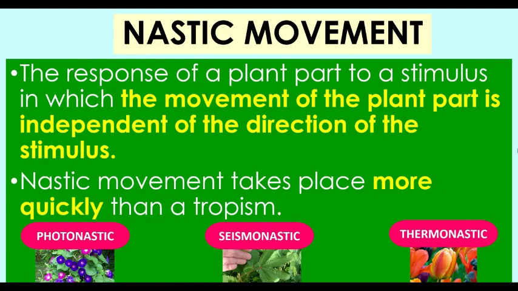The second type of response in plants is nastic movements. Nastic movements are non-directional movements of plant parts in response to external stimuli. This means that the direction of response in a nastic movement does not depend on the direction of the stimulus. A nastic movement can be quick or slow, but it is more obvious than tropism. There are three types of nastic movements, which are photonastic, seismonastic, and thermonastic.